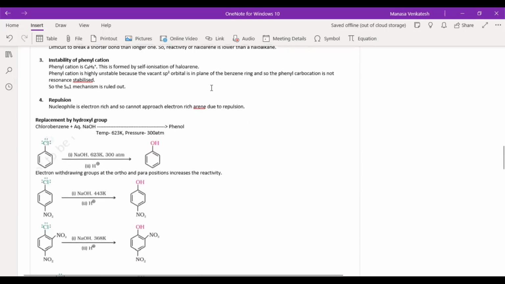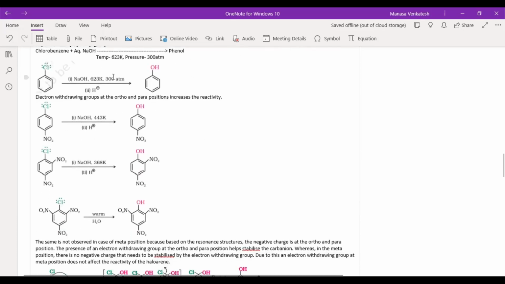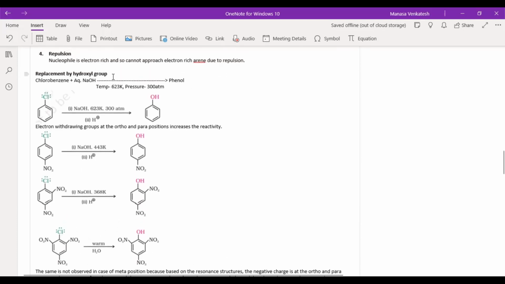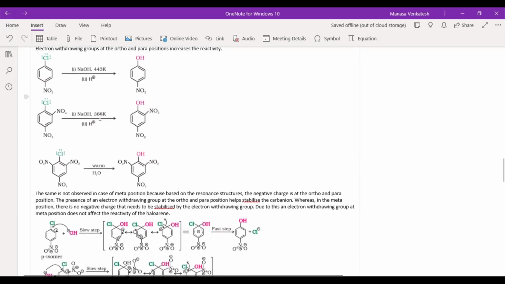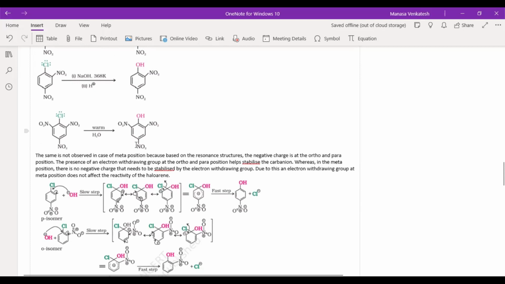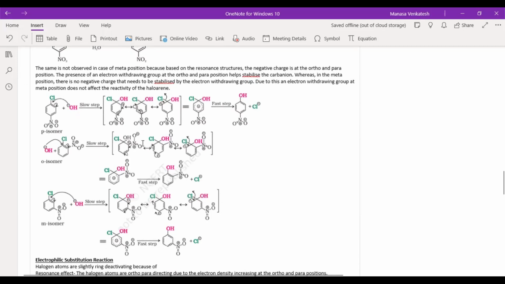So what we do is we try and react it anyways. So here you have variation. First of all, we're replacing the chlorine group with the hydroxyl group, leading to the formation of phenol. Notice there is a difference in terms of the reaction conditions. In the absence of any electron withdrawing groups, it was done at 623 Kelvin at 300 atmosphere pressure. But when there was a para substituted electron withdrawing group, the temperature decreased to 443, and when it was at ortho and para, it decreased to 368. And even when you had three groups at ortho and para position, it was just warmed. And this is because of the stability of the structures.